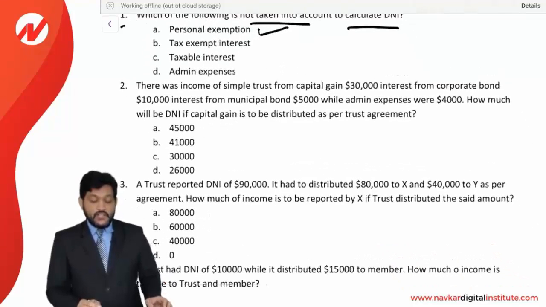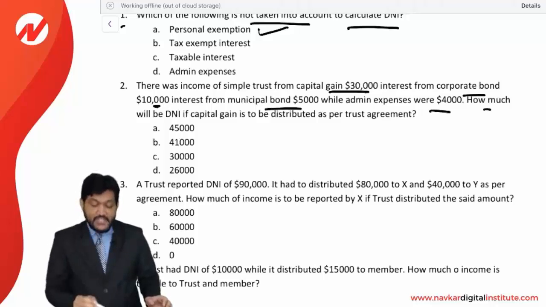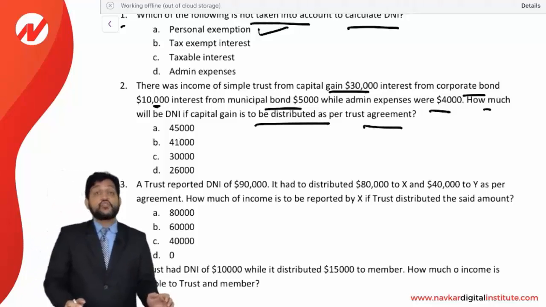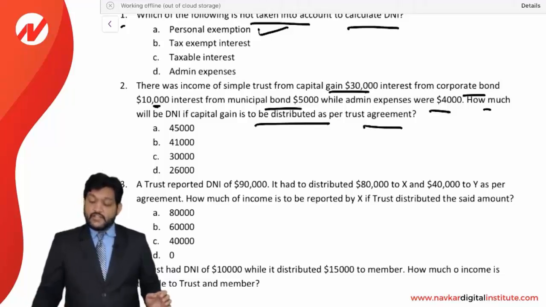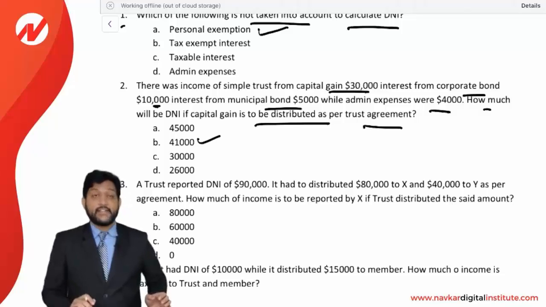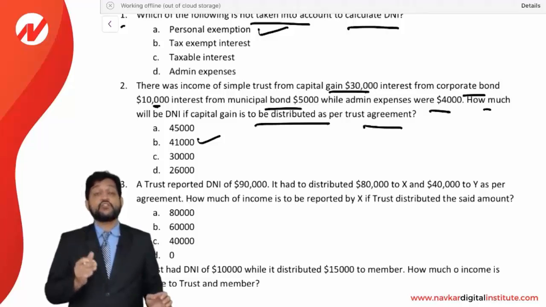Next, there was an income of a simple trust from a capital gain 30,000, interest from a corporate bond 10,000, interest from a municipal bond 5,000, and admin expenses 4,000. How much will be DNI if capital gain is to be distributed as per the trust deed? Capital gain can be distributed, so it will be a part of DNI. Now you need to just add everything. Capital gain 30,000, interest from corporate bond 10,000 plus interest from municipal bond 5,000 to be added, and admin expense 4,000 to be reduced. So net answer 41,000. 41,000 is going to be DNI. A capital gain has been included because it is to be distributed.